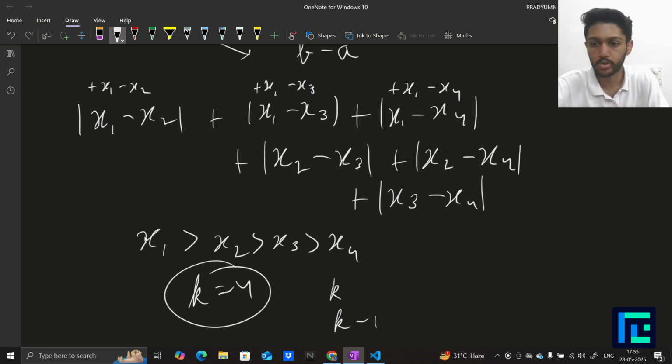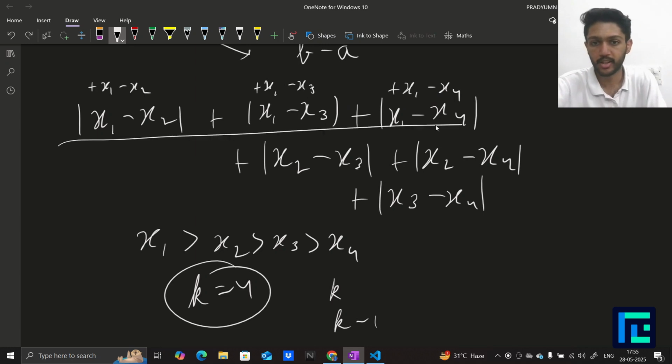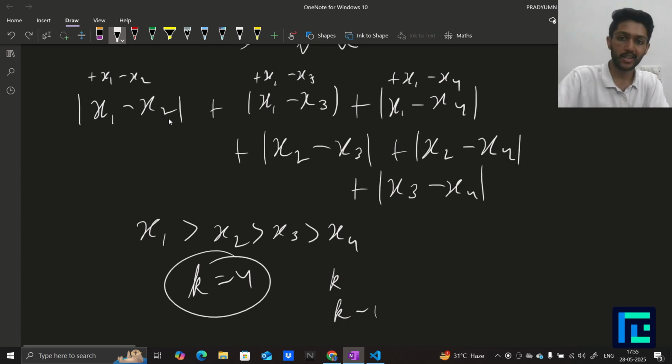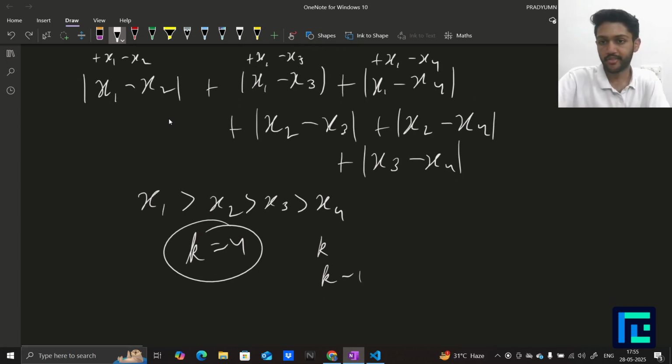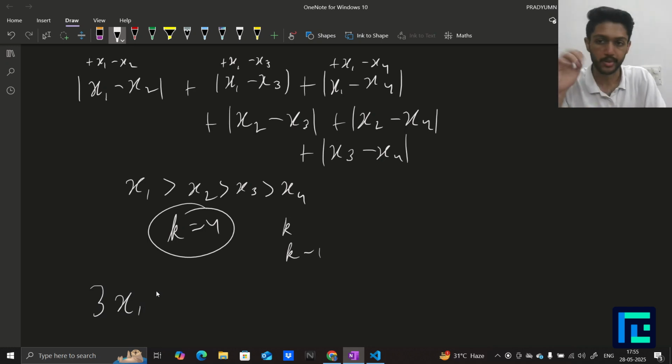So since I know that x1 is the greatest, x1 is greater than x2 as well, x3 as well, and x4 as well. So therefore, in all of these 3 terms, the x1 will come out as a positive term. Like if I want to open the absolute value, it will come out as positive, right? So basically, in general, in the final expression, I will have 3 times x1 in my final answer.